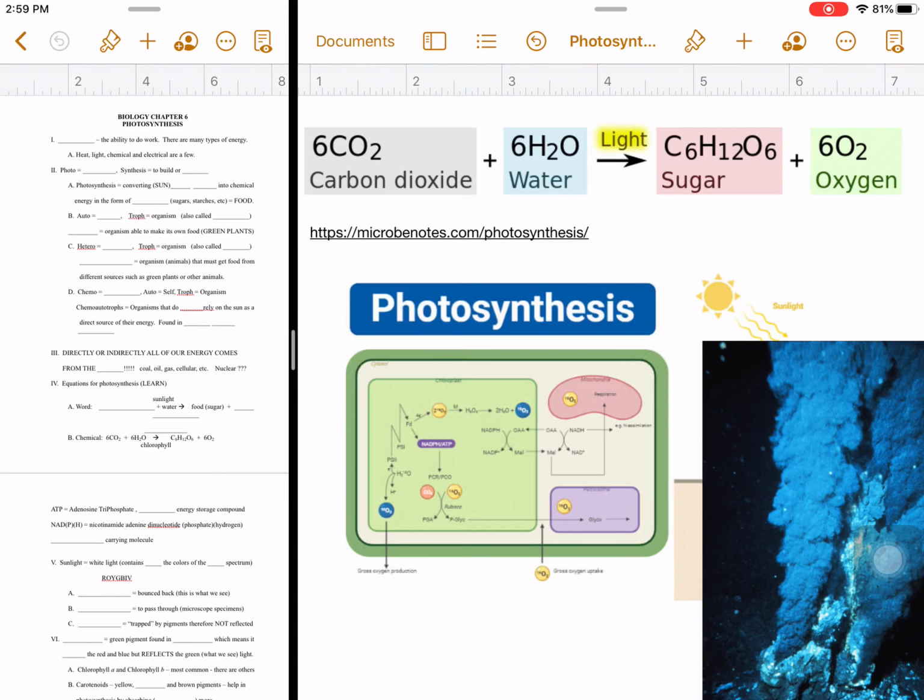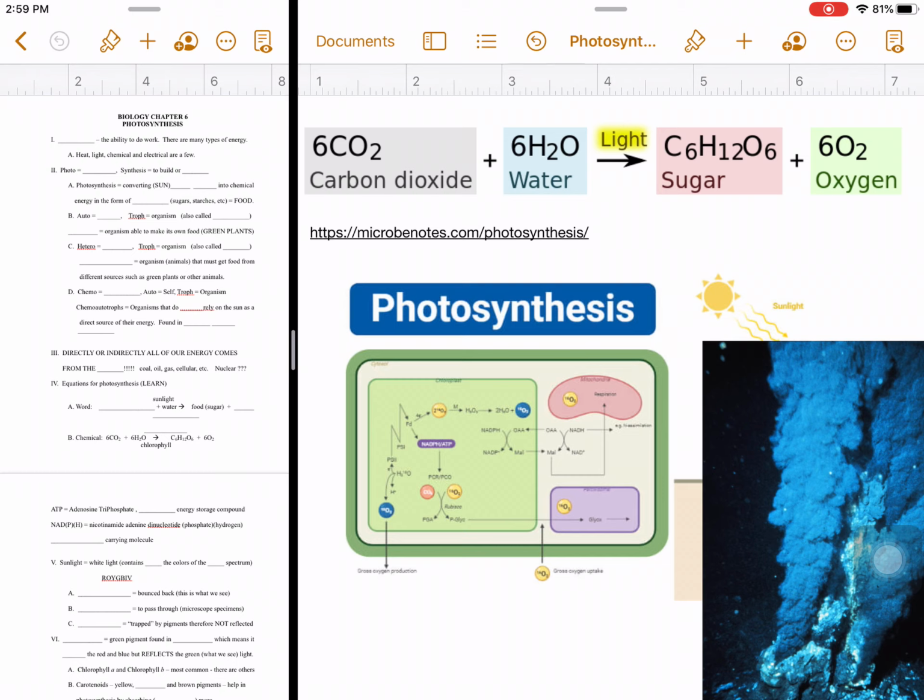Okay, these are going to be your notes on photosynthesis. It is chapter 6 in your textbook. Photosynthesis involves energy. Everything that we do with photosynthesis and cellular respiration involves the transfer of energy from one form to the other. So Roman numeral 1, energy is the ability to do work.